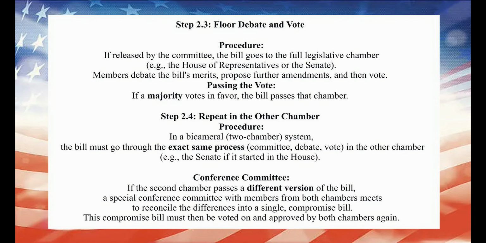Step 2.4. Repeat in the other chamber. Procedure: in a bicameral, two-chamber system, the bill must go through the exact same process, committee, debate, vote, in the other chamber, e.g., the Senate if it started in the House. Conference committee: if the second chamber passes a different version of the bill, a special conference committee with members from both chambers meets to reconcile the differences into a single compromise bill. This compromise bill must then be voted on and approved by both chambers again.